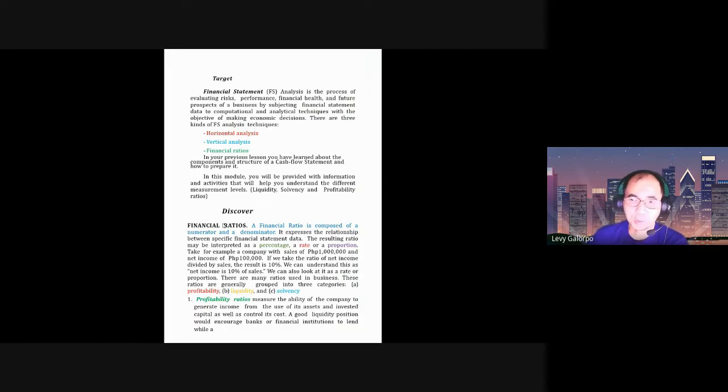So, for example, it expresses the relationship between specific financial statement data. The resulting ratio, meaning specific, we are referring to two items there. The resulting ratio may be interpreted as a percentage, rate, or proportion. So, take for example a company with sales of 1 million and net income of 100,000. If we take the ratio of net income divided by sales, the result is 10%.